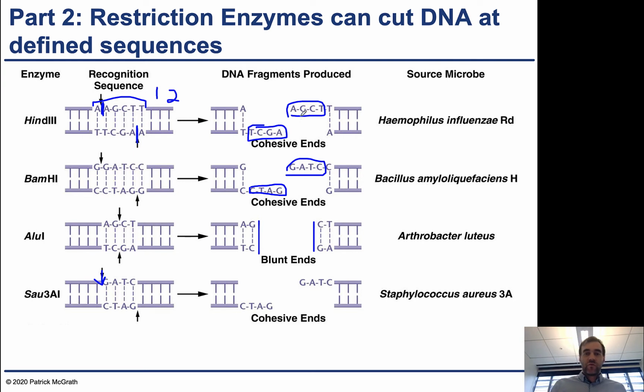So these molecules have been separated, but now they can come back together through hydrogen bonds. These are called cohesive ends because they're compatible with each other.